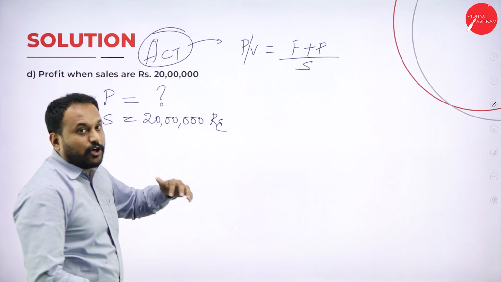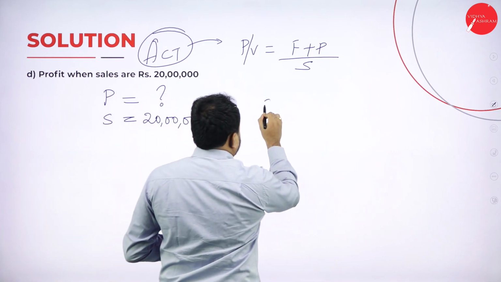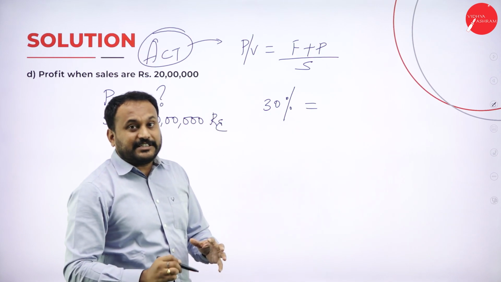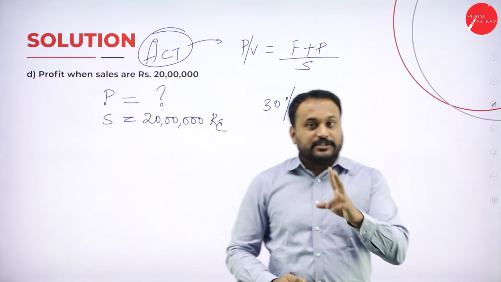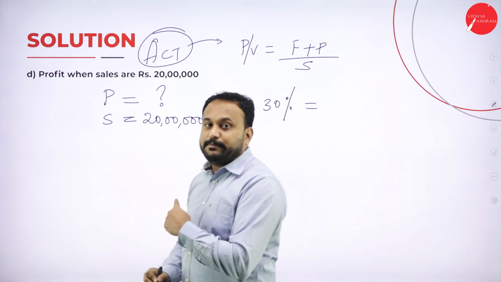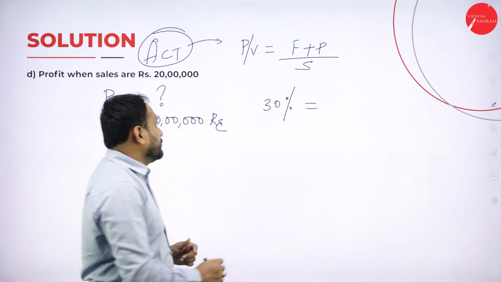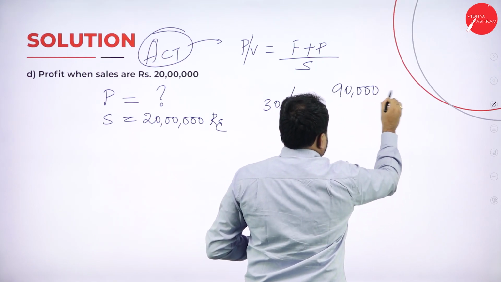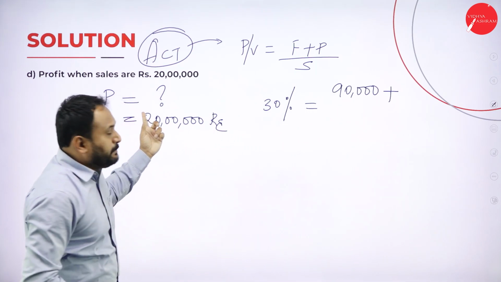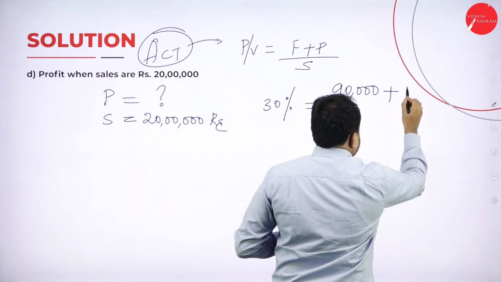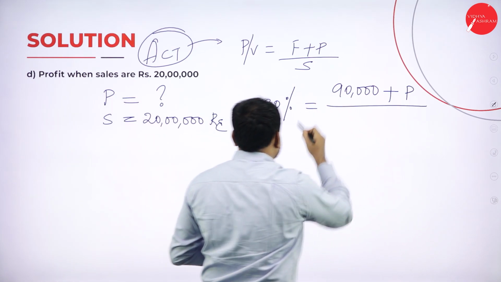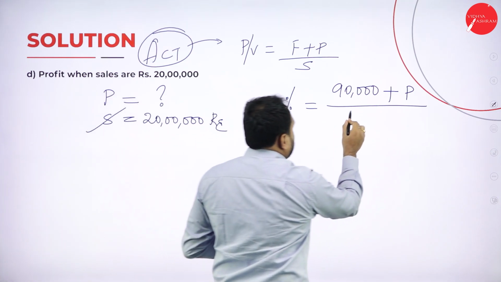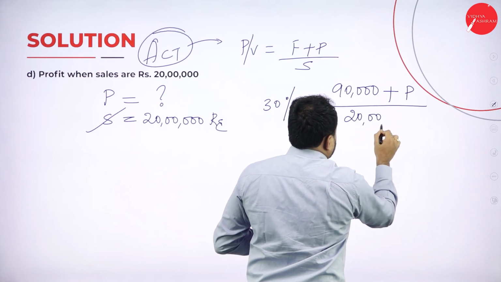Now here PV, we already know, is 30%. 30% is equal to, now F, fixed cost. See, PV will not change, fixed cost will not change. So fixed cost in the problem is 90,000 rupees. 90,000 plus, now we are supposed to find P, so we'll write here P divided by S. They have only given us S, which is 20 lakh. We'll write here 20 lakh.